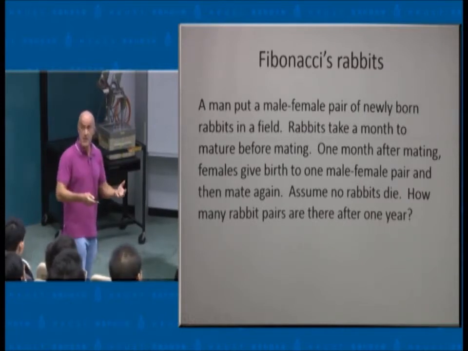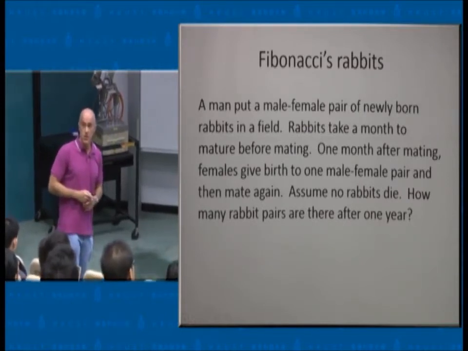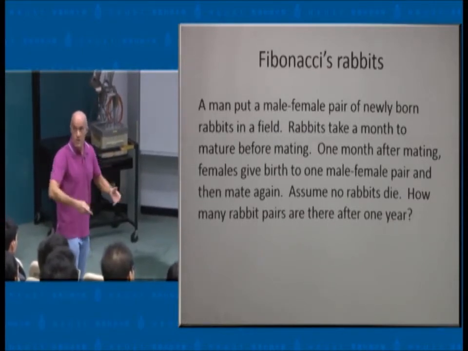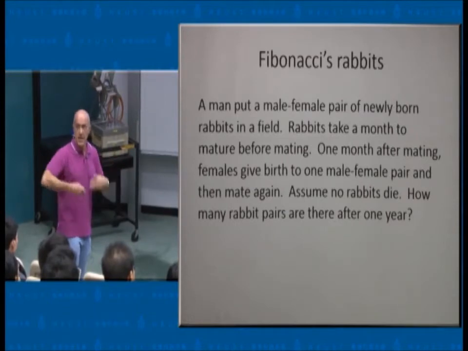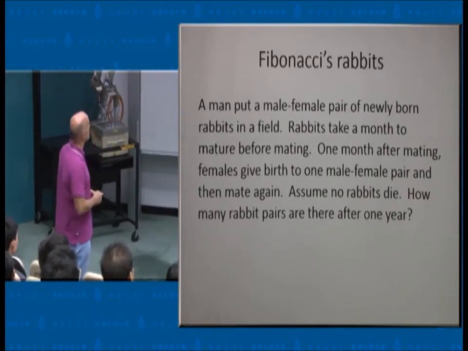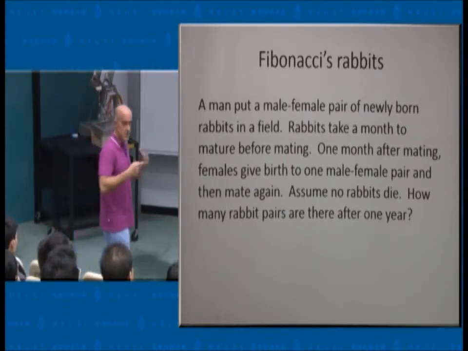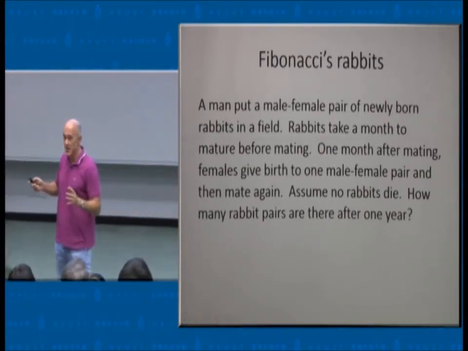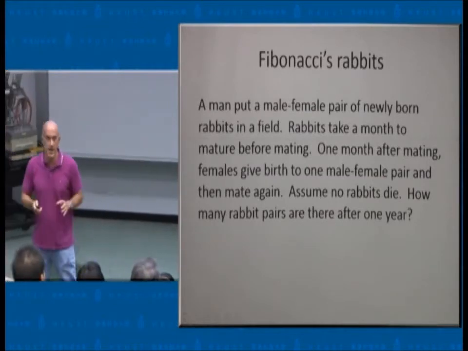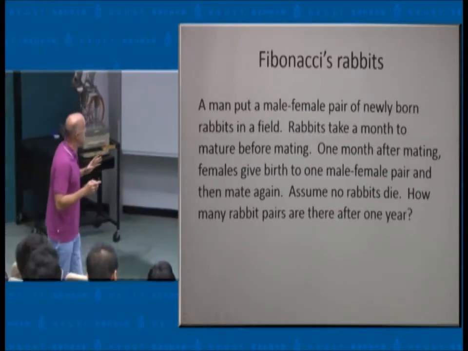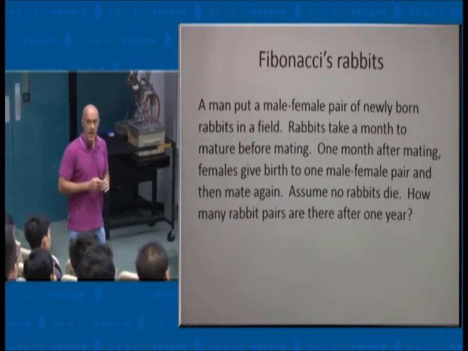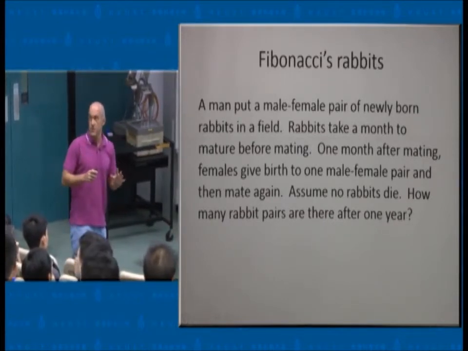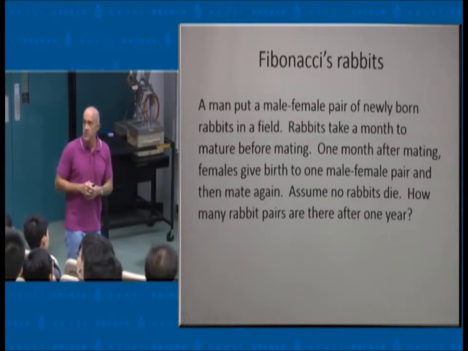And then immediately the adult rabbits mate again. And the young ones grow up, become adults, and then they mate, and so on. We assume this is a mathematical problem. It has nothing to do with real rabbits, but it's a well-posed mathematical problem. We assume that no rabbits die. And then the question is, how many rabbit pairs are there after 1 year?